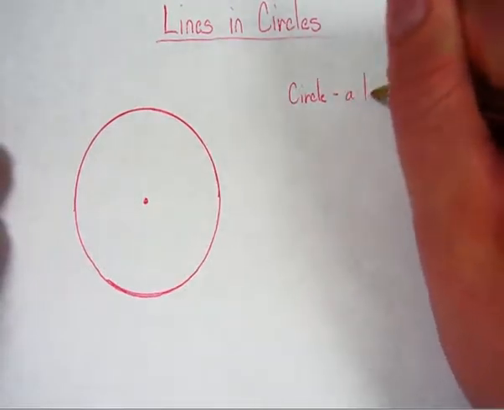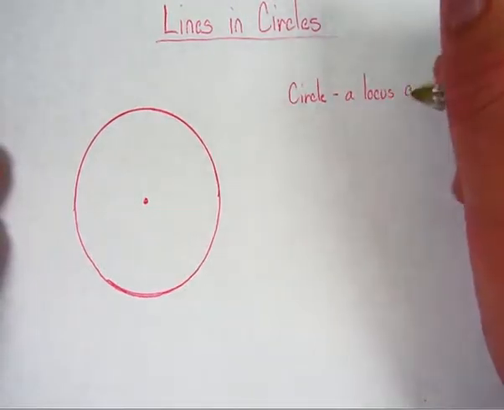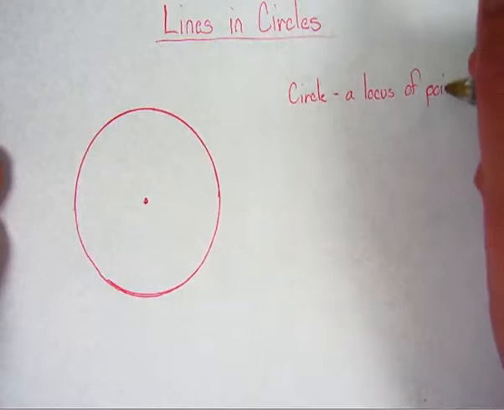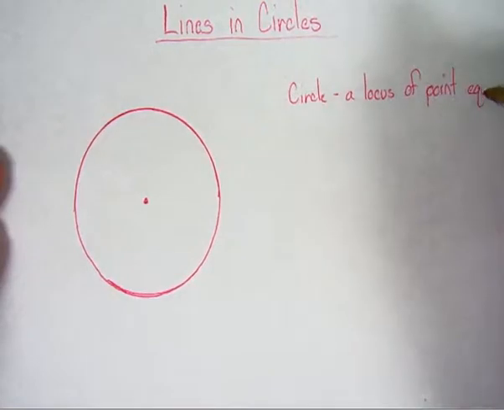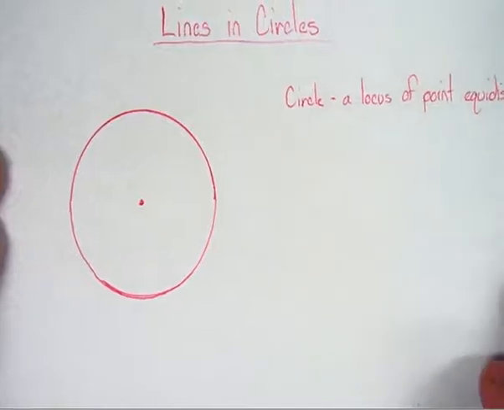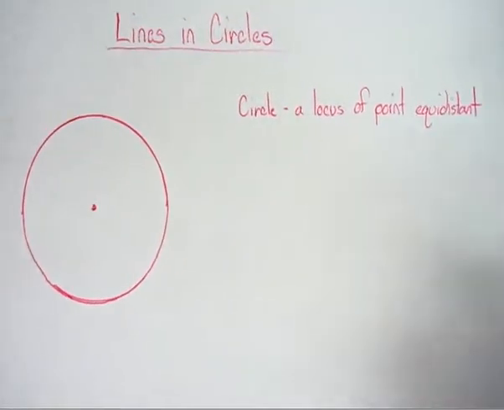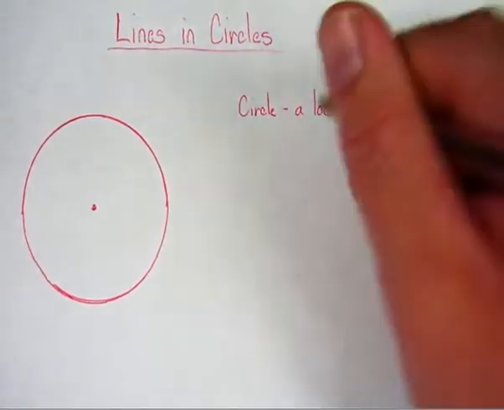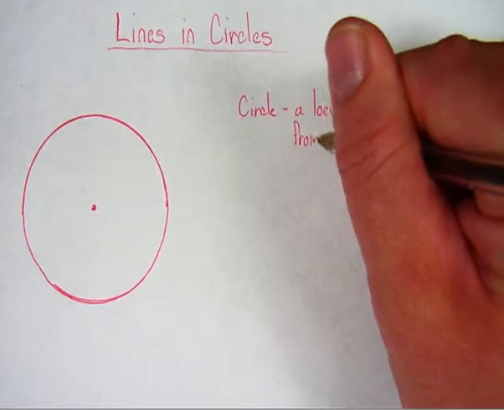A circle is a locus of points. That just means a collection of points that are all equidistant, so they're the same distance away. And how about I scoot this over so you can actually see it? It's a locus of points equidistant from a center point.